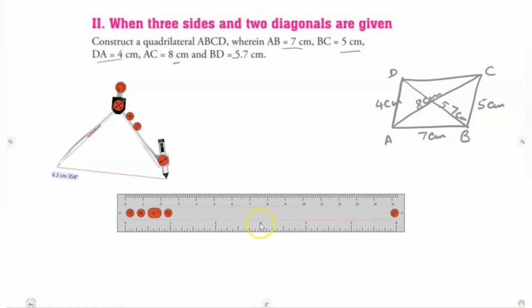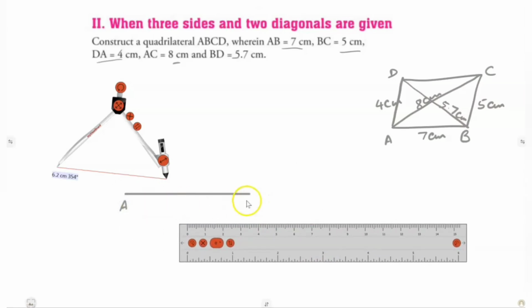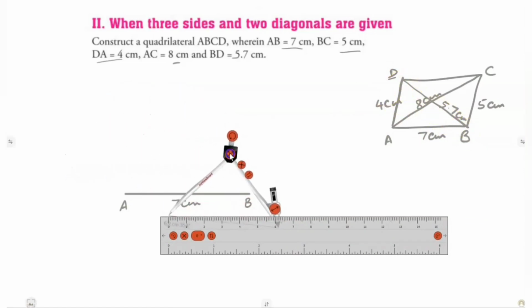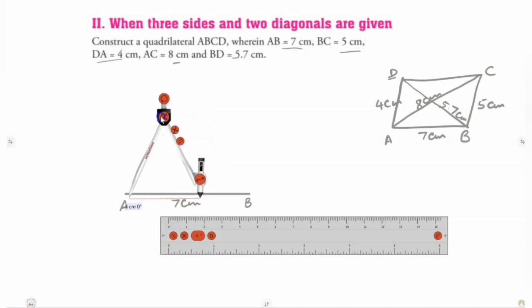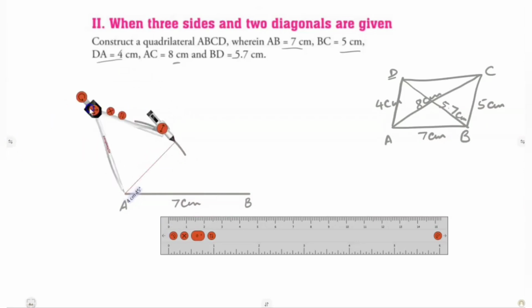Now take a ruler and draw a line segment. We are drawing AB length. So exactly it should be 8 cm, sorry 7 cm. Name it as AB 7 cm under that. Now let us draw a point D which is 4 cm from A and 5.7 cm from B. So for that let us take a compass, open a radius of 4 cm. This 4 cm take it on A, and with A as center draw an arc of 4 cm.